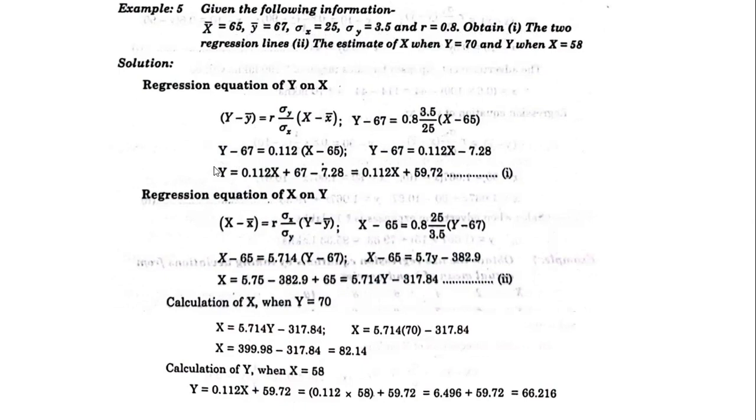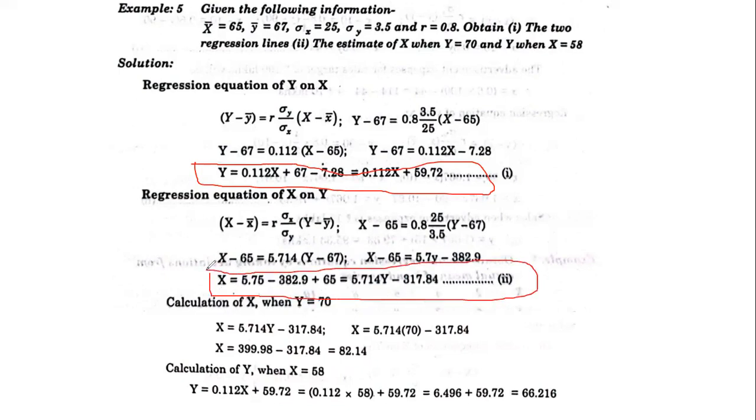Same way, we will be finding the regression equation here. You can see the regression equation we have found out here. So similarly, we'll be finding regression equation of x on y. It is just a repetition of the previous problem, but you have to substitute the values here. So when x is equal to 58, what is y we have to find out. And similarly, when y is equal to 70, what is x we have to find out.